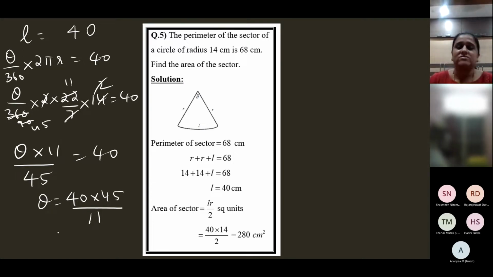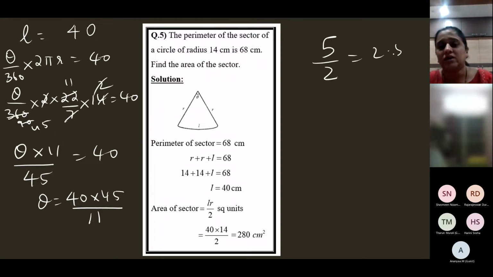Even if, supposing the question says find theta, then you will find the decimal value. But don't use the decimal value for further calculation. For further calculation, always use the fraction, because the fraction is the precise value. Now, in a fraction like 5 by 2, which is 2.5, you can use 5 by 2 or 2.5 for further calculation, because both are accurate. 5 by 2 is exactly 2.5.